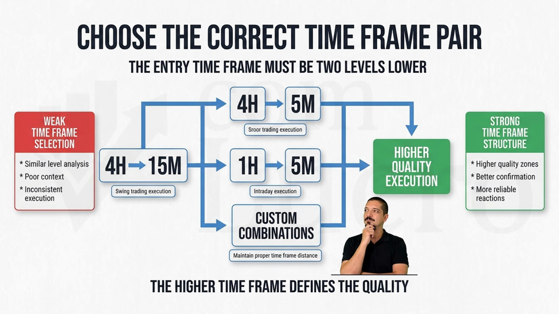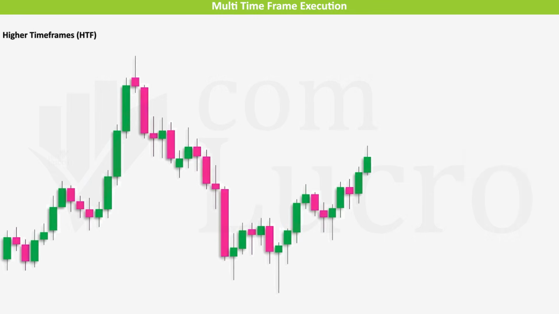Based on your trading style, there are 3 time frame combinations you can apply. As an example, when using the 4-hour chart as your higher time frame, the 15-minute chart should be used for trade execution. Now, I will walk you through how this looks directly on the price chart.